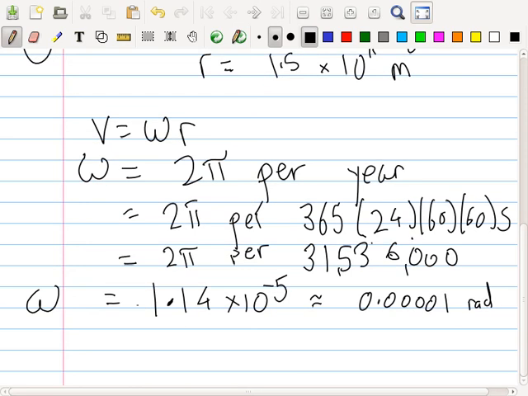Great, so now we can calculate the V. V equals omega times R. So we can get the R. It's going to be something like about 1.7 times 10 to the 6.